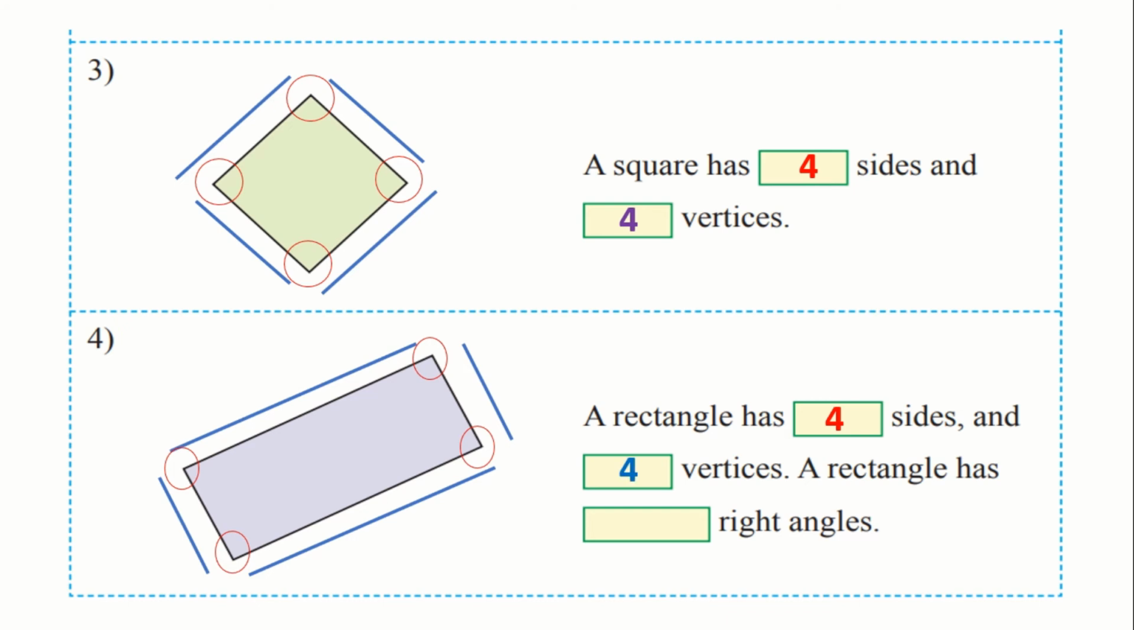And then a rectangle has how many right angles? Right angles, 90 degrees. You count the corners of the rectangle, there are 4 corners with 90 degrees. This is 4 right angles. The rectangle has 4 right angles. Correct, students? Okay, very good.